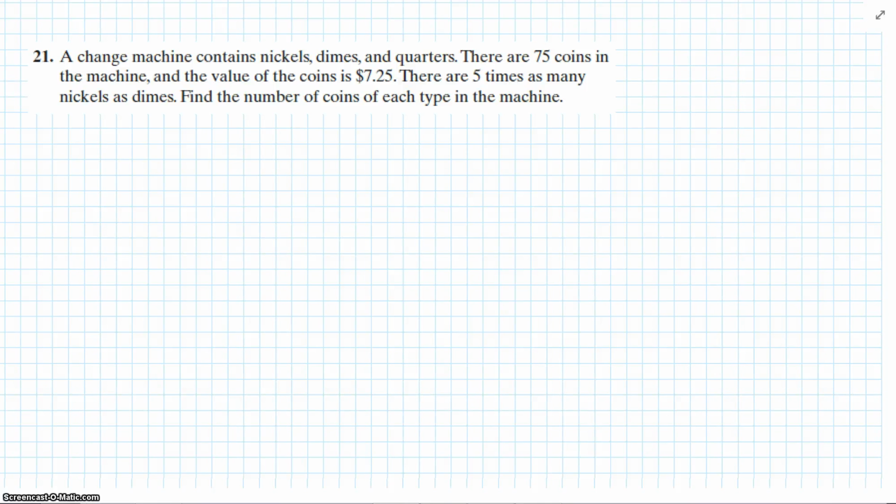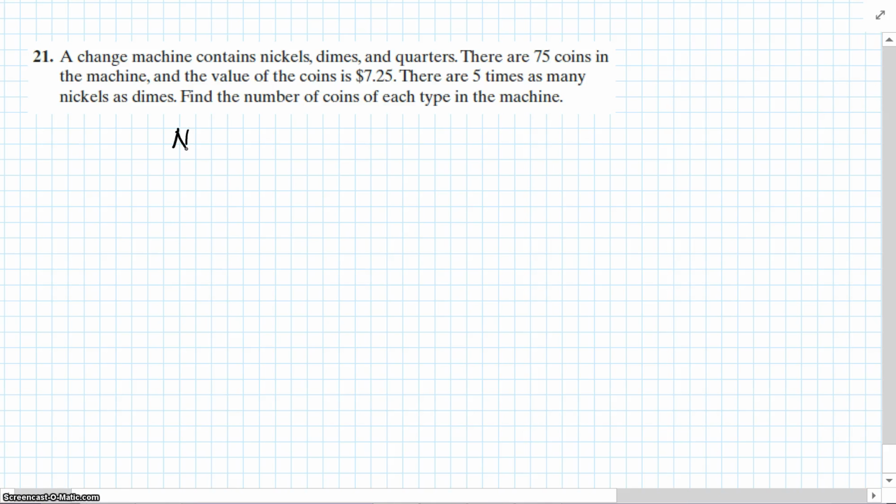Last question, number 21. A change machine contains nickels, dimes, and quarters. There are 75 coins in the machine, so it contains nickels, dimes, and quarters, and there's 75 of them. And the value of the coins is $7.25. So we're just going to make that hundreds. So 5N plus 10D plus 25Q equals 725.